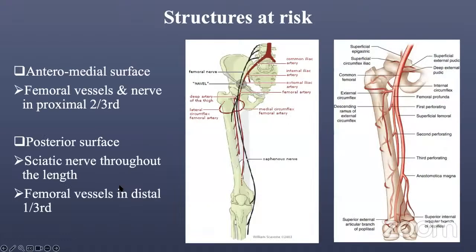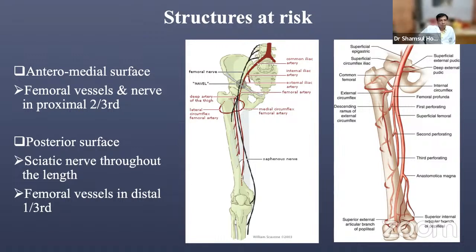So coming to the safe zones of the femur. We need to understand what are the structures at risk in the thigh, and they are located over the anteromedial surface and the posterior surface of the femur. On the anteromedial surface, we have femoral vessels and nerves in the proximal two-third, whereas on the posterior surface, there is sciatic nerve throughout the length of the femur, and again, the femoral vessels and nerves in the distal one-third.